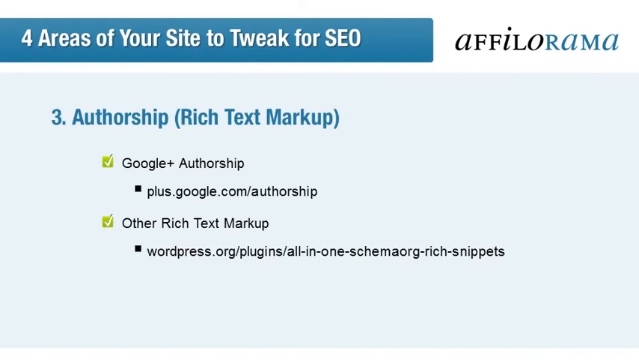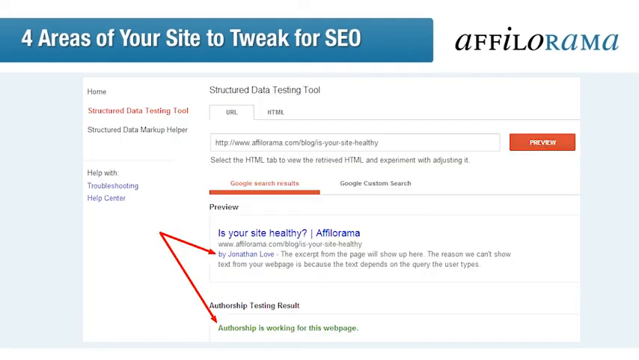There is a WordPress plugin for adding this rich text to your pages as well, and it can be found at wordpress.org/plugins/all-in-one-schema.org-rich-snippets. Once you have implemented any of these rich text snippets on your website, you can return to the structured data testing tool. Enter the URL for preview, and check that it's working for yourself.